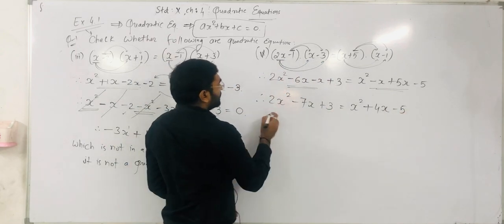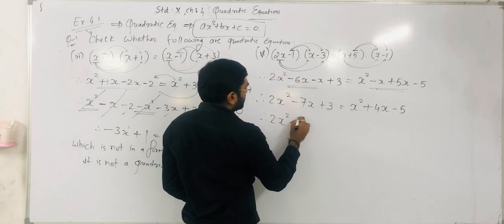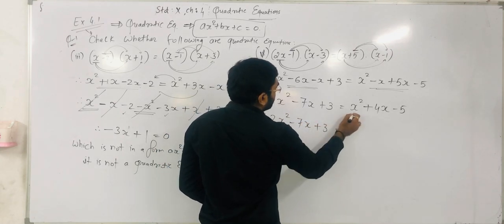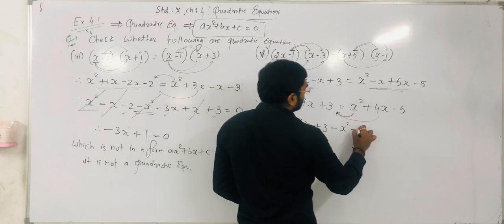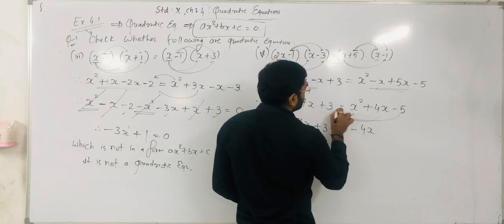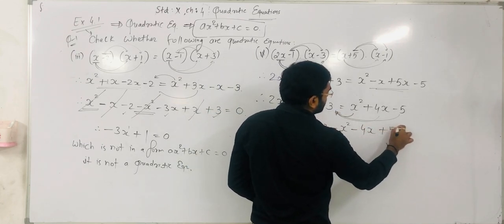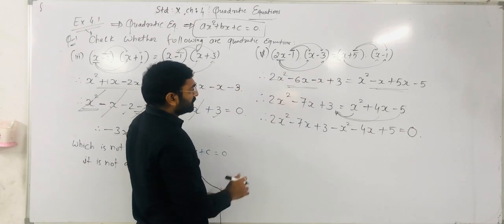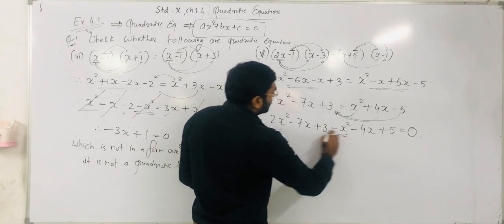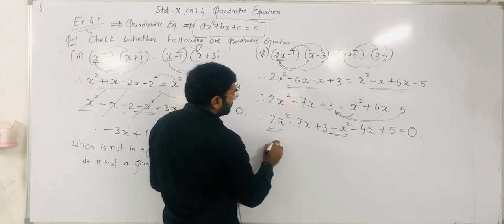Now all terms we take on the left hand side, so the sign is changed. So plus x square on the right hand side becomes minus x square, plus 4x becomes minus 4x, and minus 5 comes to the left hand side and becomes plus 5, is equal to 0. Now for simplification of the x square terms we have to do 2x square minus x square.